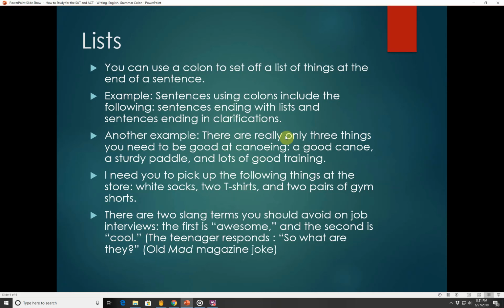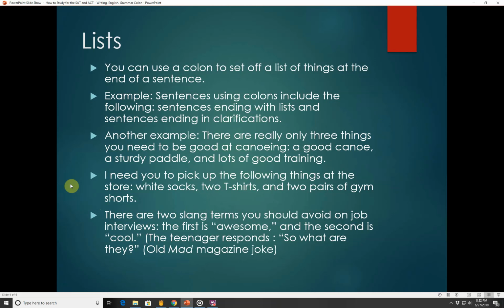Another example, there are really only 3 things you need to be good at canoeing: a good canoe, a sturdy paddle, and lots of good training. So notice the colon is before the list of the 3 things you need. And in the first one, the colon is before the 2 things that are listed here, 2 kinds of sentences that have colons in them. Another example, I need you to pick up the following things at the store: white socks, 2 t-shirts, and 2 pairs of gym shorts.